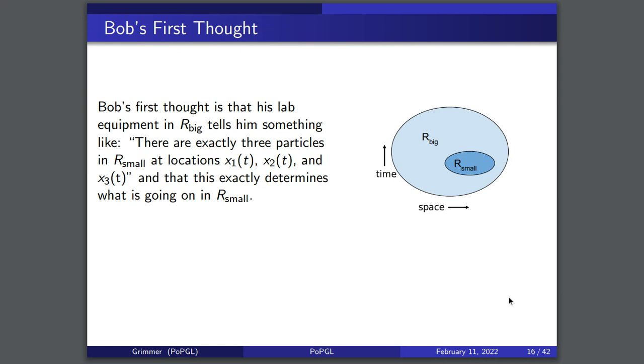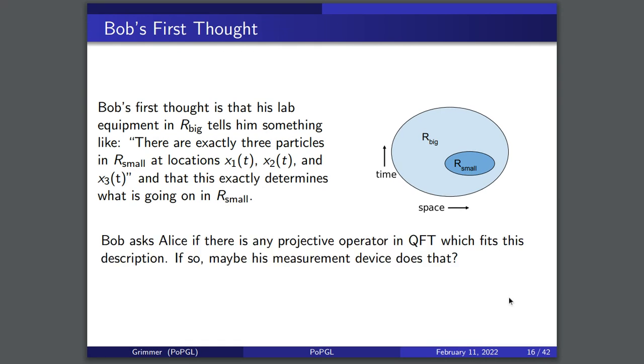Again, Bob doesn't know much about QFT. So Bob goes up to Alice, who's an expert, and asks Alice if there's any projective operator in QFT which fits this description. He thinks maybe this is what his lab equipment does, and so if he can find the projective operator in QFT that fits, that would maybe answer his question. Maybe his measurement device just does this projective measurement. And that would be great for him, and he can plug that in, put it in his papers, and get published. Right?